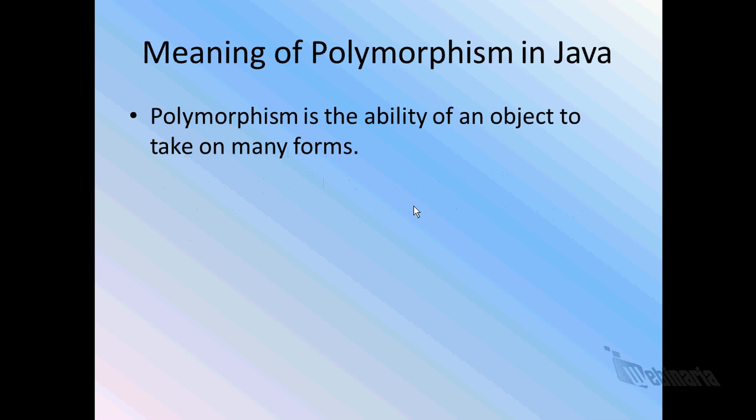Now we will see what polymorphism in Java means. Polymorphism is the ability of an object to take many forms. So here we are discussing in Java that an object is going to take many forms. An object is going to behave differently in different situations. You can't predict the behavior of the object, because at one point of time it is going to behave differently, giving different output, and in other conditions it is going to give you different output.